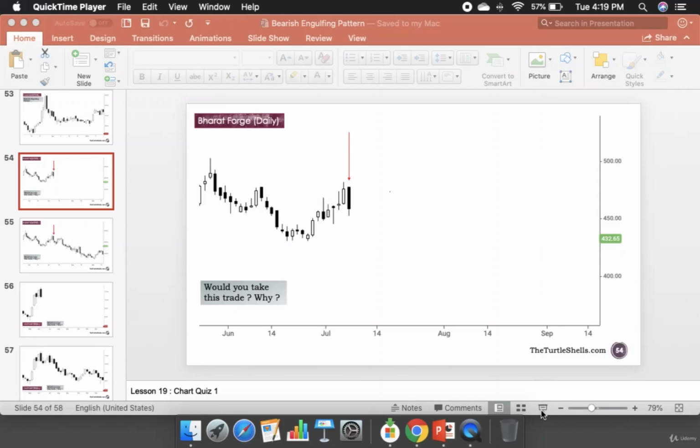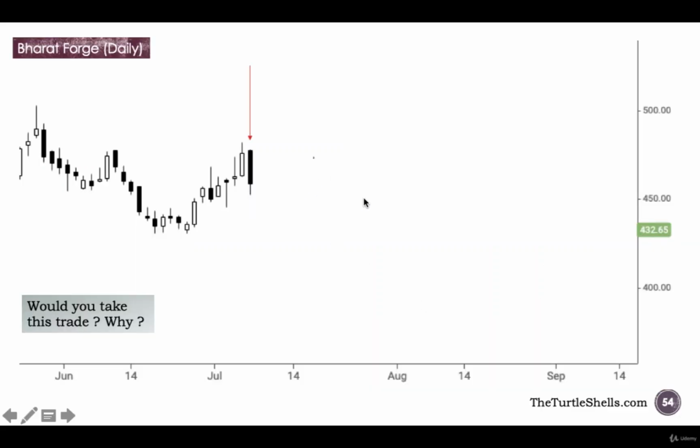Alright, now let us have a look at our good old quiz questions. So this is a daily chart of Bharat Forge. Would you take this trade and why? If you would take this trade, why would you take this trade? If you would not take this trade, why would you not take this trade? Okay? So analyze the chart, pause the video and come back, let's discuss it.